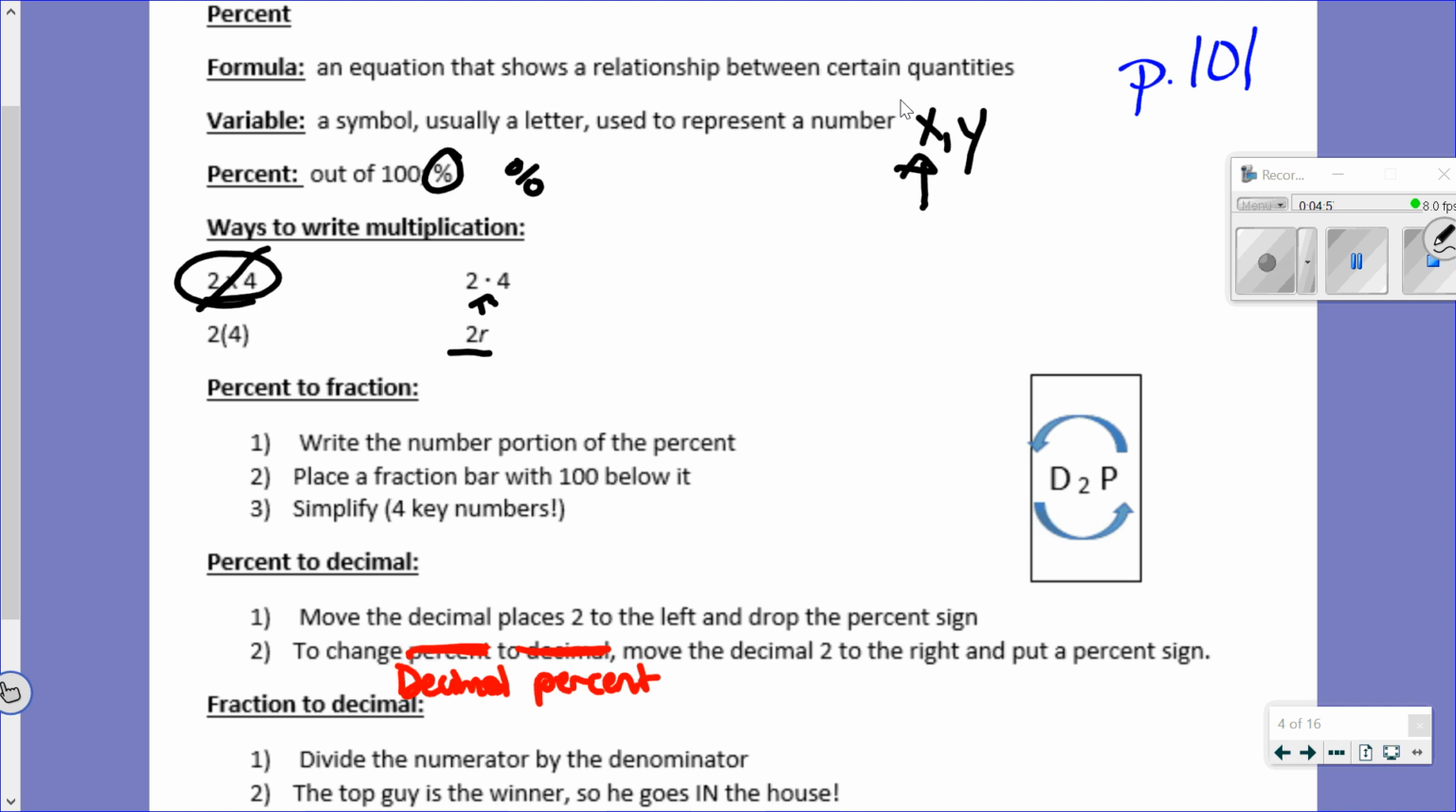Any questions on any of the vocabulary piece of today's notes?